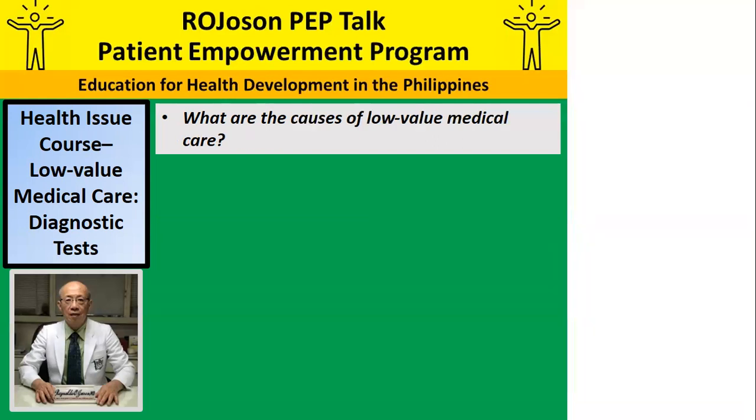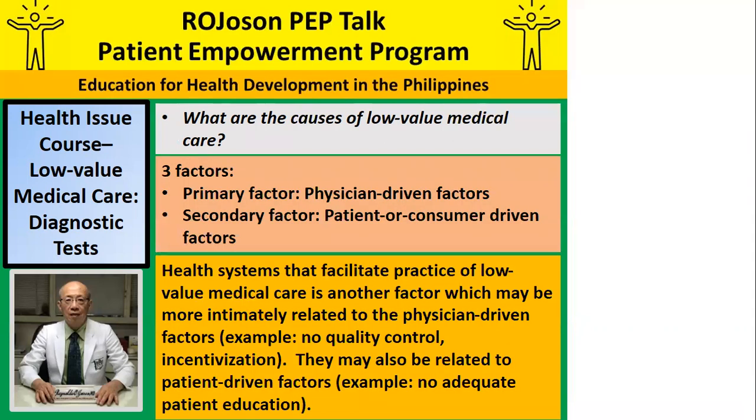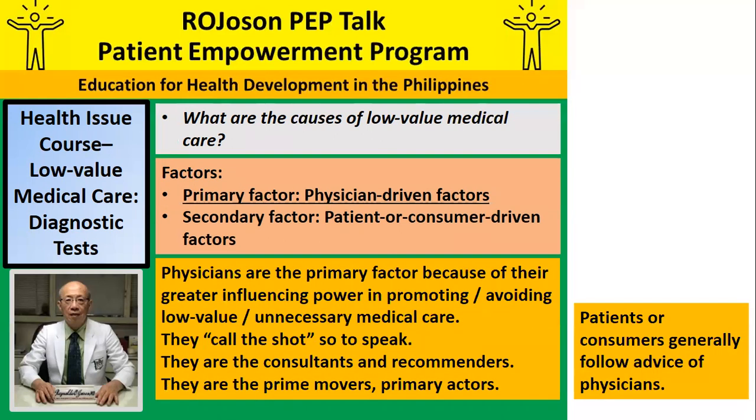What are the causes of low-value medical care? So there are three factors. You have the physician-driven factors, patient consumer-driven factors, and the health system-driven factors. For the first factor, physician-driven factors, we know that physicians are the primary factor because of their greater influence in promoting or avoiding low-value unnecessary medical care, because they call the shots, they are the consultants. Usually, the patients just follow the advice of the physicians. That's why they're called the primary factor.